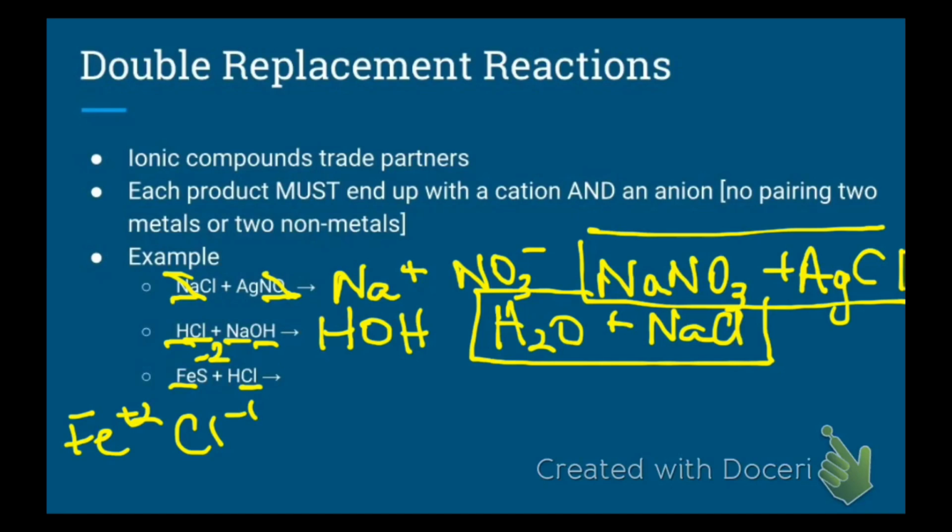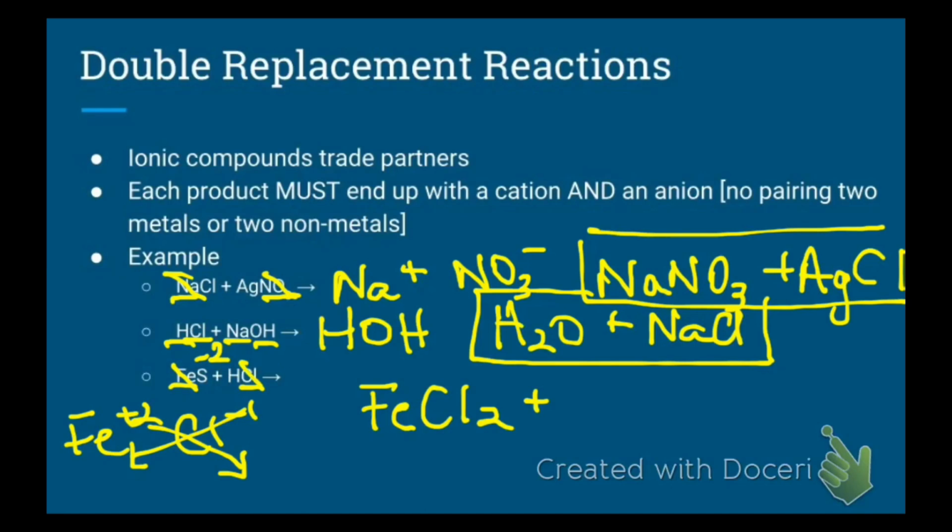What do we do with our charges? We've got to cross them. So we're going to bring our charges down. So our first product is going to be FeCl2 plus, that gets rid of our Fe and our Cl, that leaves us with H and S.